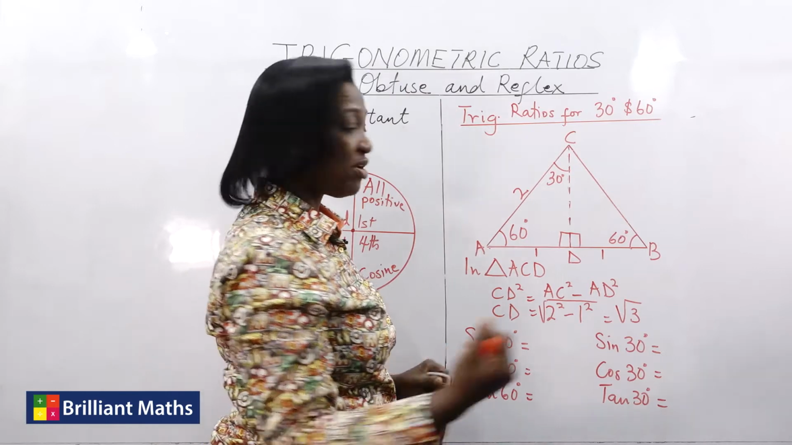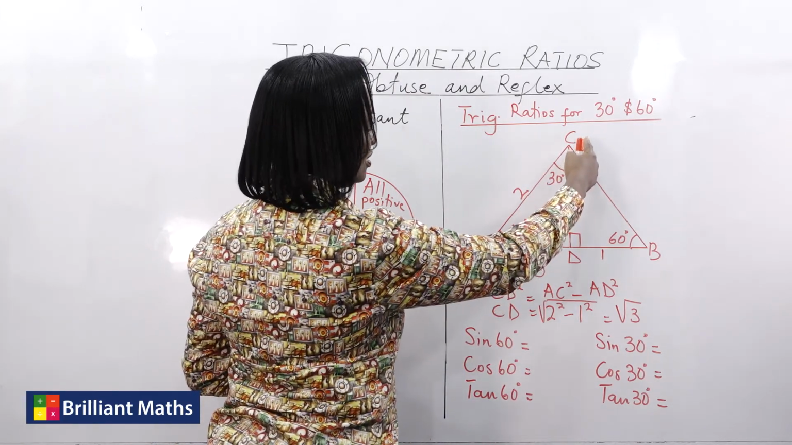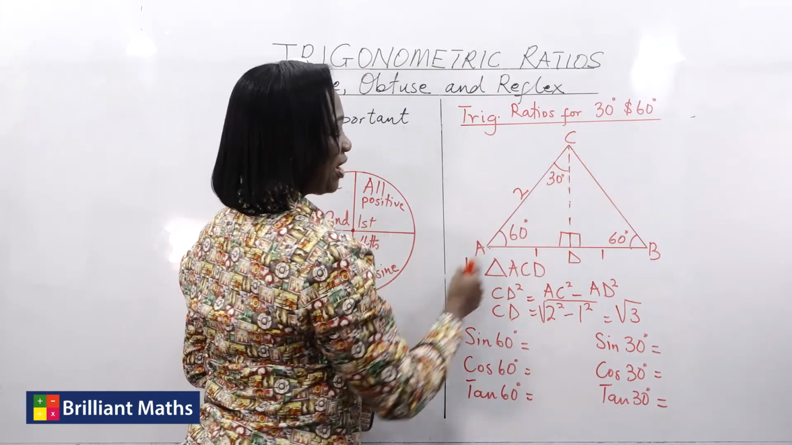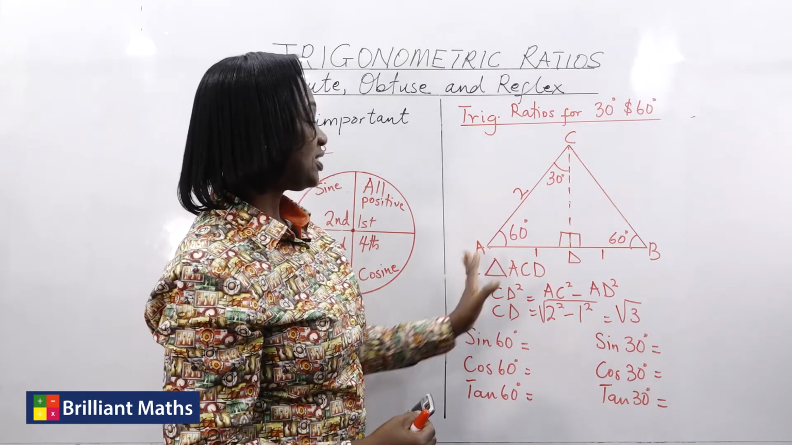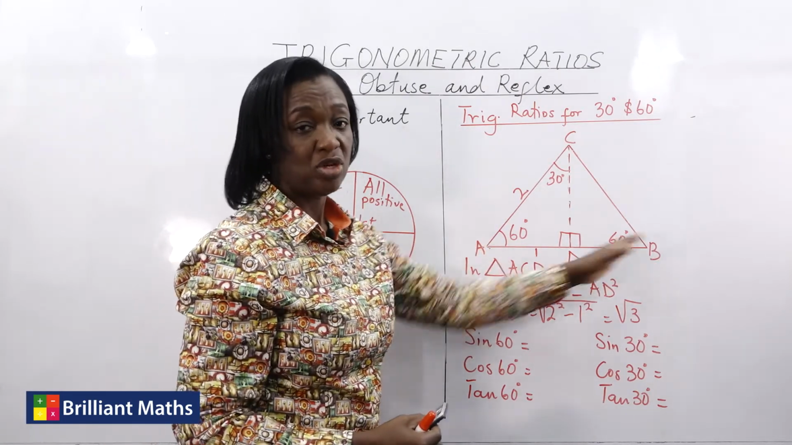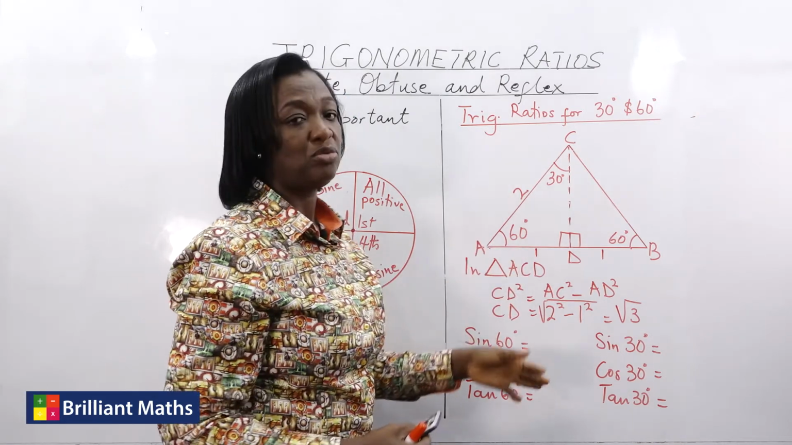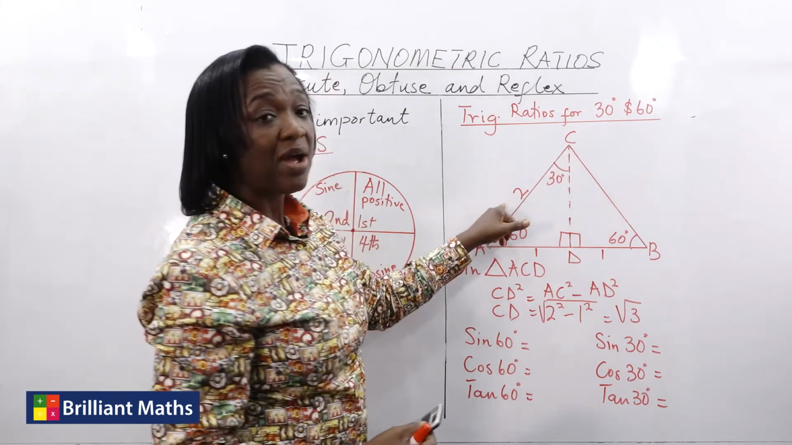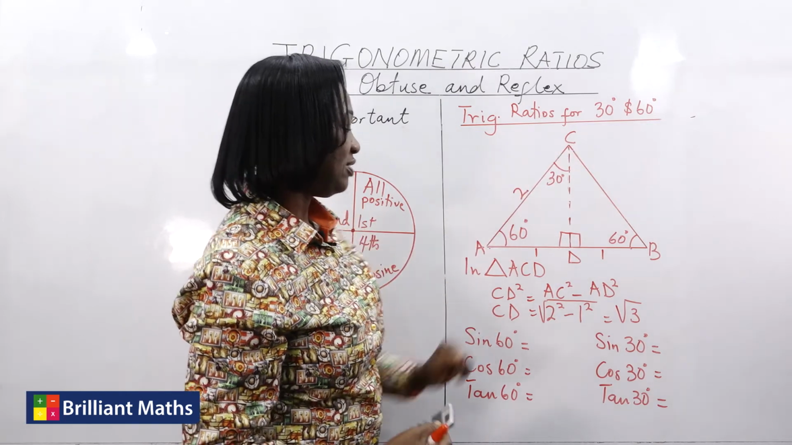So using Pythagoras, we can say that CD squared is equal to AC squared minus AD squared. AD is 1 because it's been bisected. 2 divided by 2 is 1. Half of 2 is 1. And then AC is 2. And that's our hypotenuse for the right-angled triangle ACD.